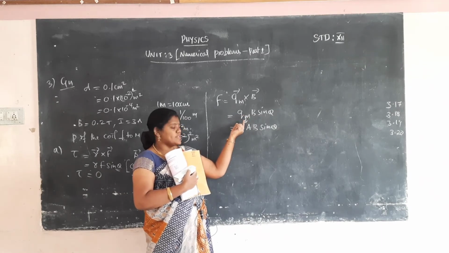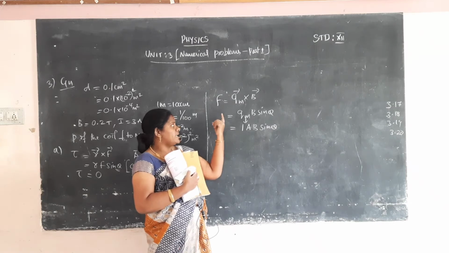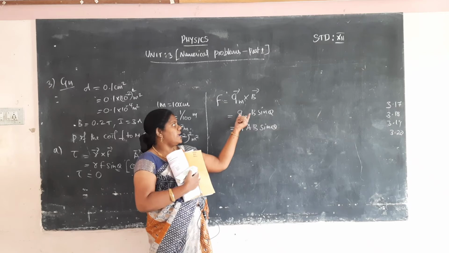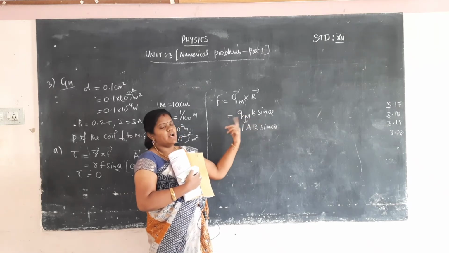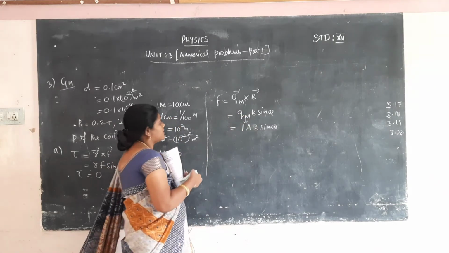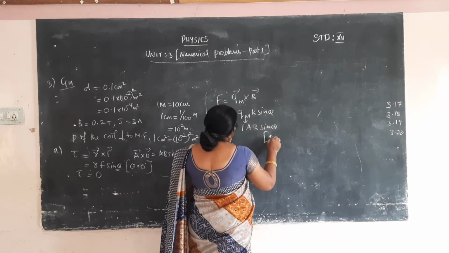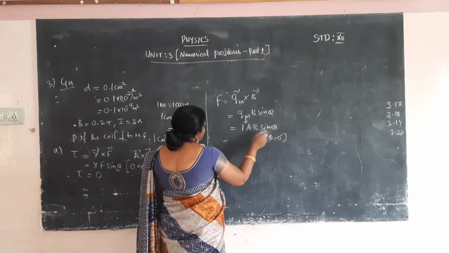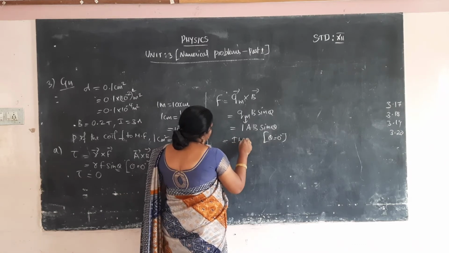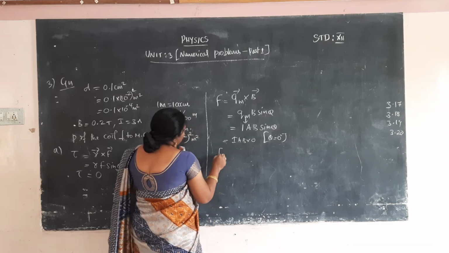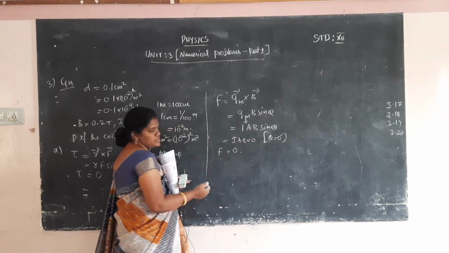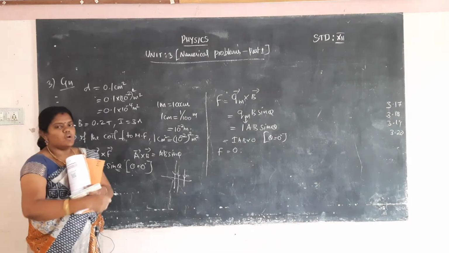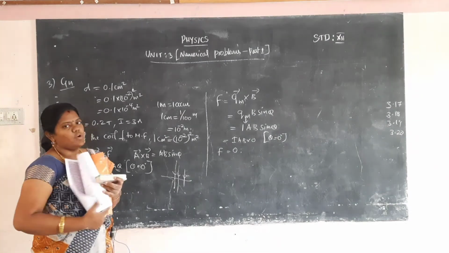So PM is magnetic moment, QM is pole strength, and then the magnetic field will be along the direction. So theta will be considered as 0 degrees, and automatically sin 0 is 0. So IAB into 0, automatically the force acting on the coil is 0. Clear? So this is the way. The torque acting on the coil is also 0 and the force acting on the coil is also 0.